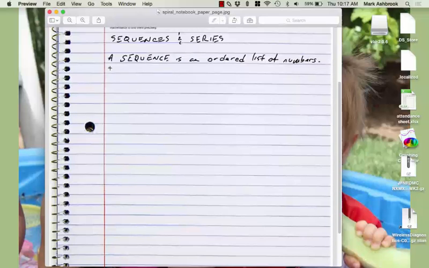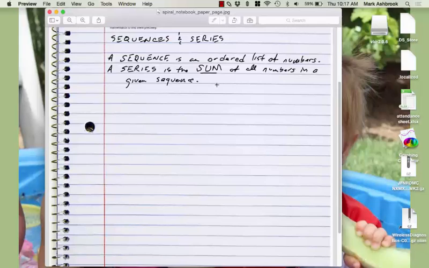Okay, a series is, here's the key, a series is the sum of all numbers in a given sequence. So again, sequence is the list. You're listing first number, second number, third number, fourth number. Then the series for a given sequence is when you add them all up and you sum them together.